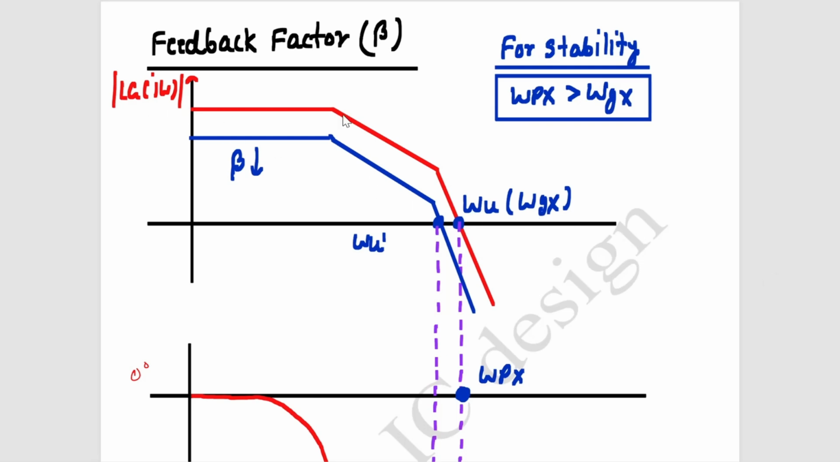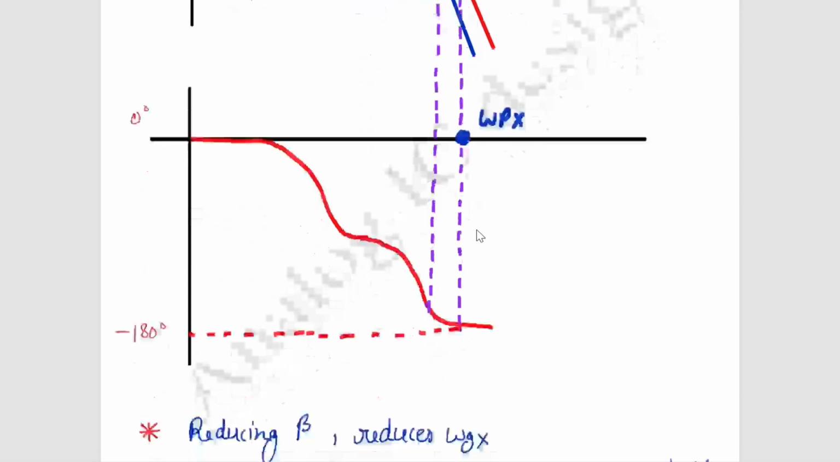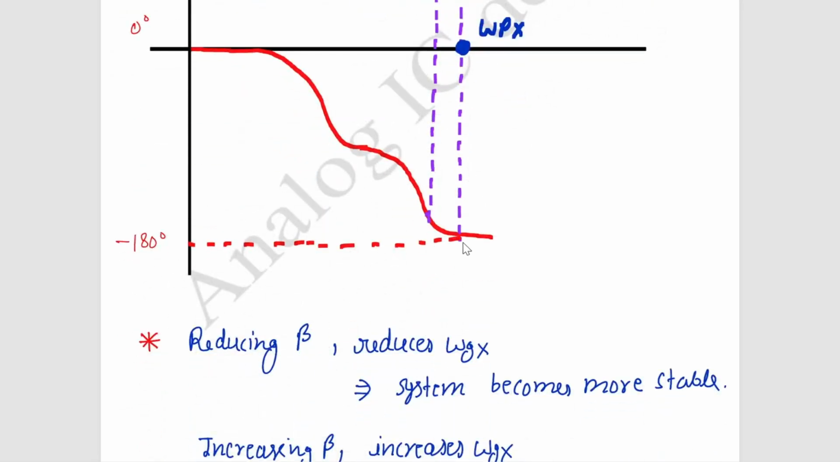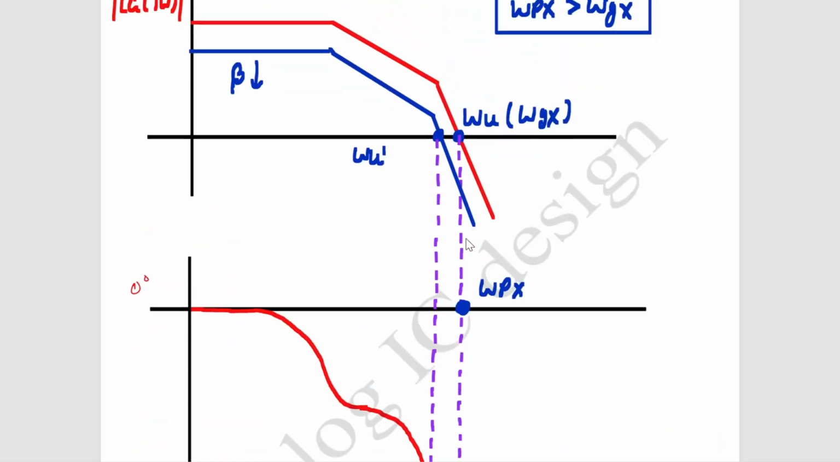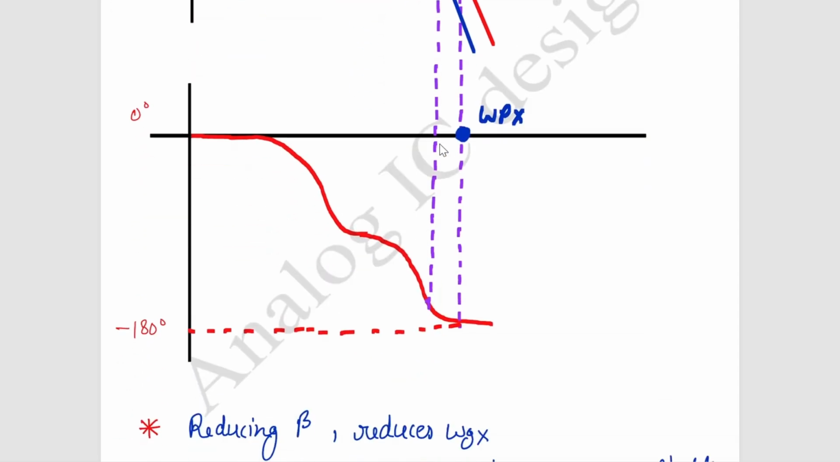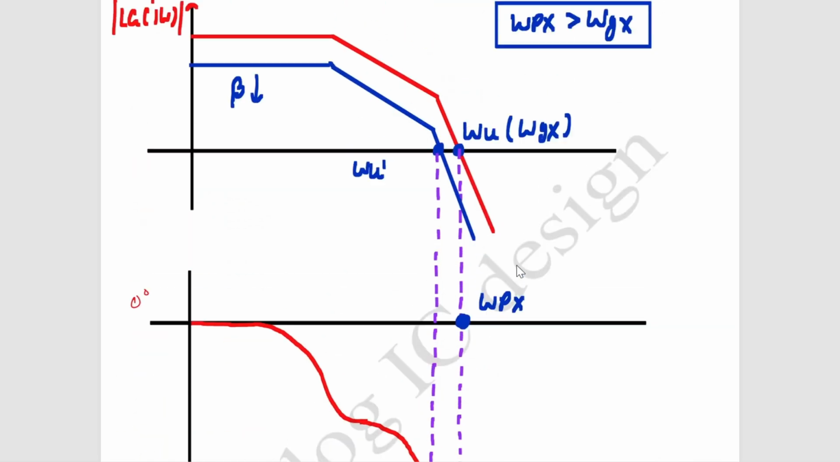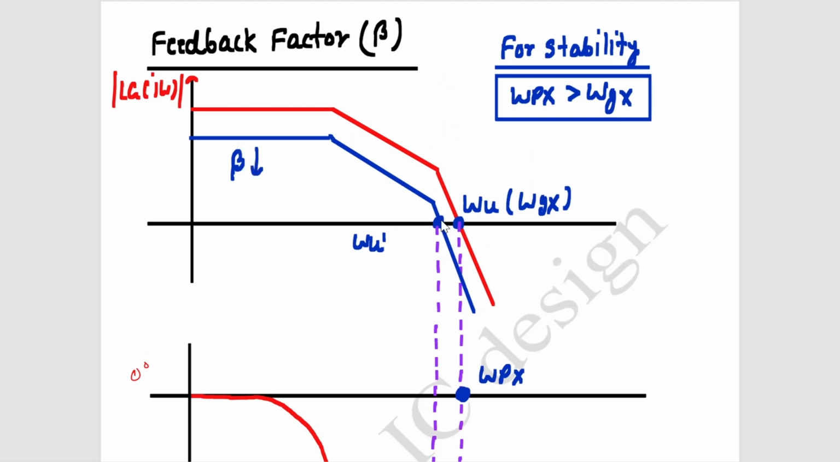So in the first curve, at unity gain frequency, we are getting a phase shift of minus 180 degrees. So here phase margin is 0 degrees. Now I have reduced the value of beta. Due to this reduction of beta, my gain crossover frequency or unity gain frequency reduces, so it will shift to the left side. After shifting left, you can see this much phase margin improves. So after reducing beta, my phase margin is improved, so my system becomes more stable.